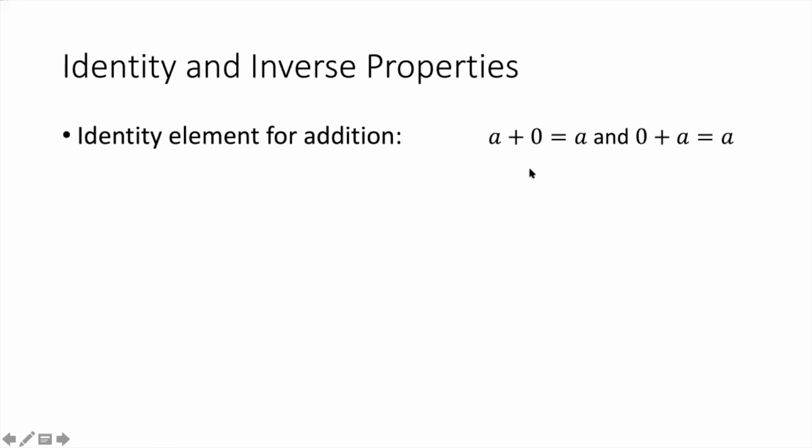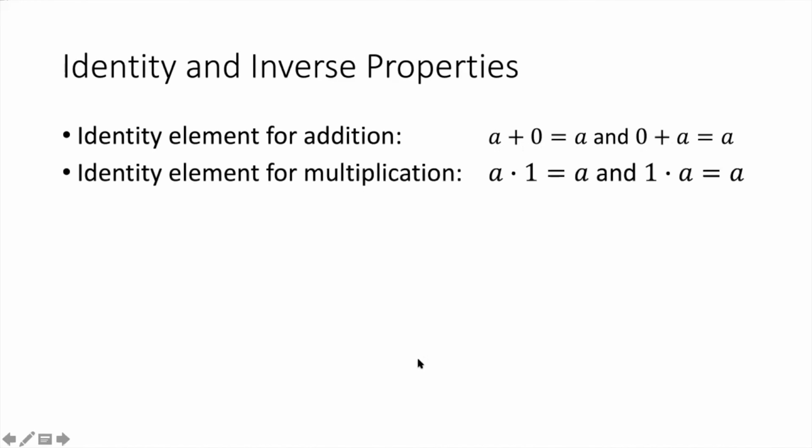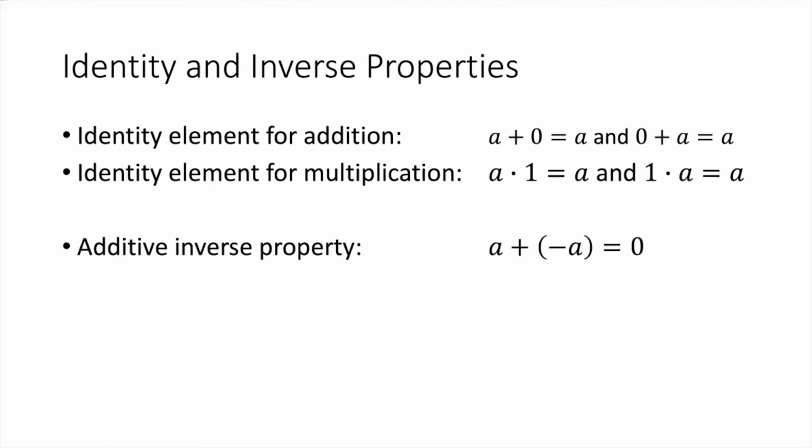All right. So for addition, that number is 0. A plus 0 is equal to A. Any number plus 0 is itself. And that also works in the other order. And for multiplication, that special number is 1. Any number times 1 is itself. And 1 times any number is itself. All right, and then you have the inverse properties.